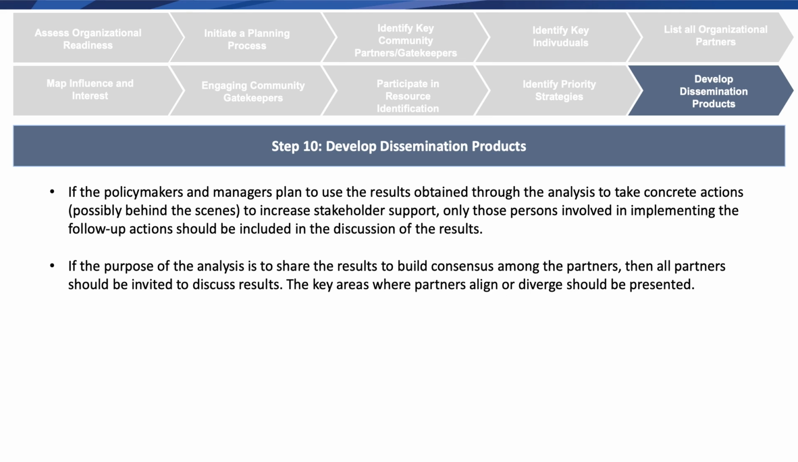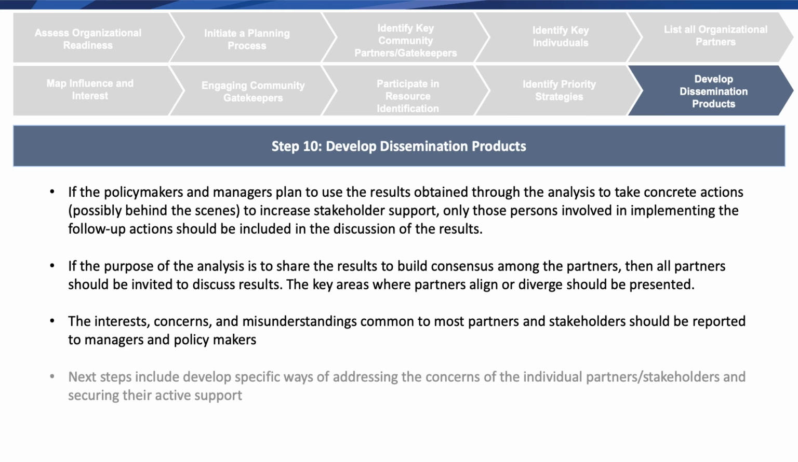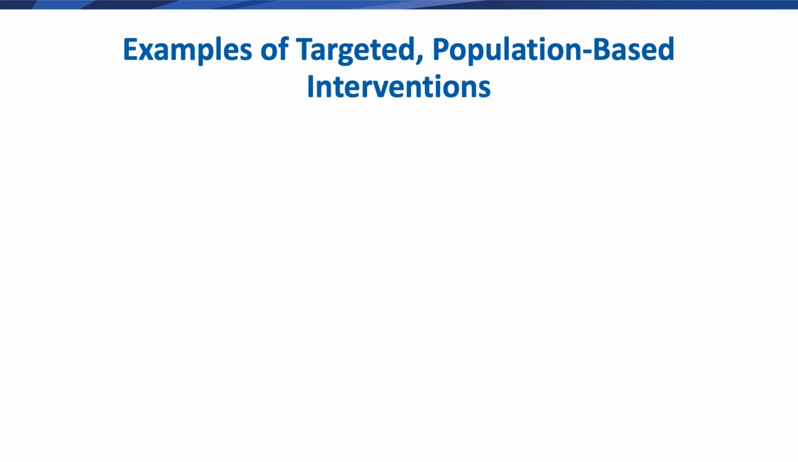And where there are places where people disagree, that should be presented in a respectful and informative way. The interests, concerns, and misunderstandings common to most partners and stakeholders should also be reported. People need to understand where the misunderstandings are, where the concerns are, and where the interests are, so that we can use that to continue to find a plan. Next steps include developing specific ways of addressing the concerns of the individual partners and stakeholders and securing their active support. Here are some examples of targeted population-based interventions.